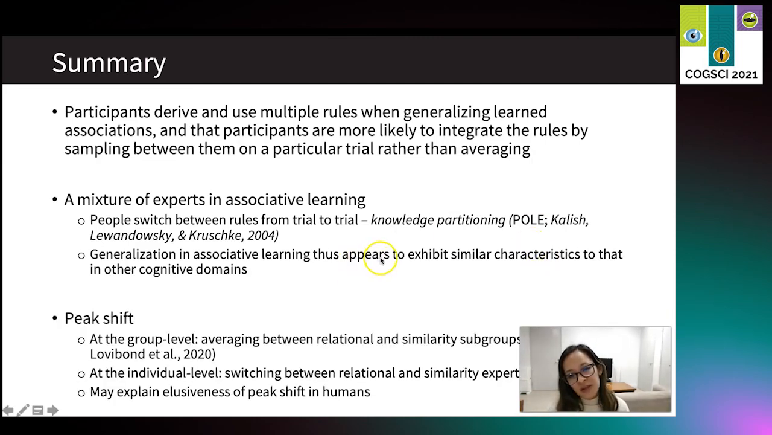And then finally, just to bring this all back to where we started with peak shift. We've previously shown that at the group level, peak shift can be explained by averaging between relational and similarity subgroups. But now what we've shown is that at the individual level, participants might actually be switching between relational and similarity experts. So what this means is that it might be very difficult for us to actually find peak shift at the individual level, and that corresponds with what I've seen in the data, in that there's a very high amount of variability in the individual gradients, even when we get peak shift at the aggregate. So perhaps this can help explain why peak shift is so elusive in humans.